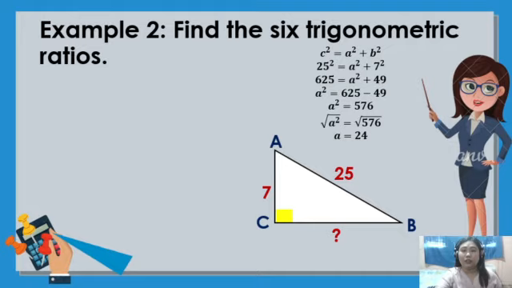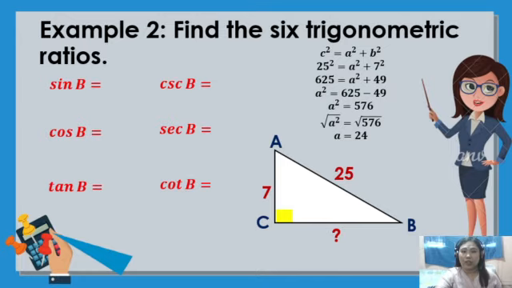Okay? So, we need to find the 6 trigonometric ratios of angle B. We need to find sine B, cosine B, tangent B, cosecant B, secant B, and cotangent B. So, let's analyze the measures of the sides of our right triangle. This is our angle B. Side opposite is 7. Side adjacent is our A, which is 24. And the hypotenuse is 25.